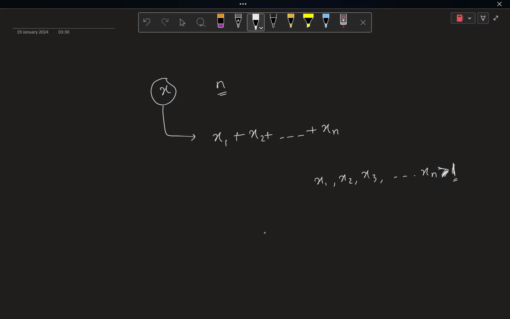This is the problem. And what we want is to find out the maximum possible value of GCD of x1, x2, x3, and so on till xn. This is the thing which we want to find out. Maximum possible value of this thing, if we choose these numbers x1, x2, till xn optimally.